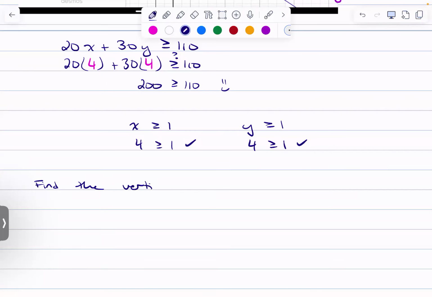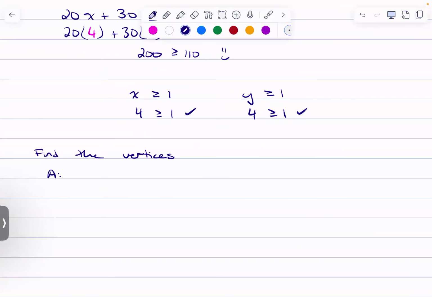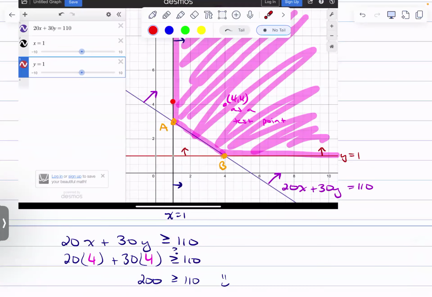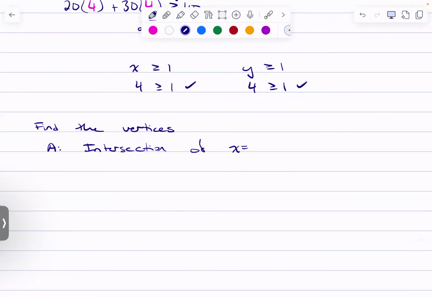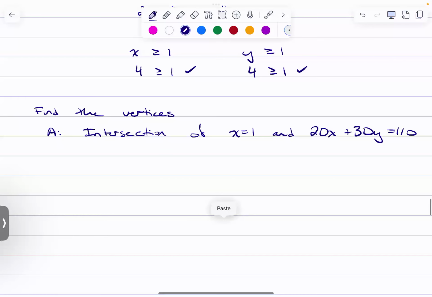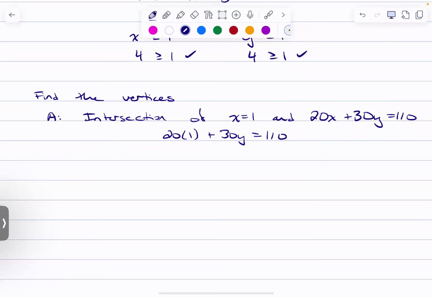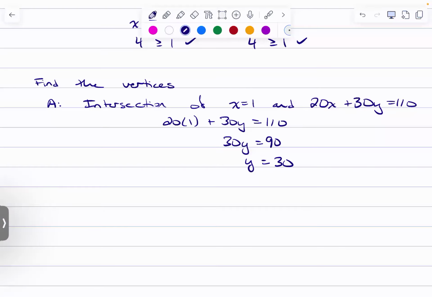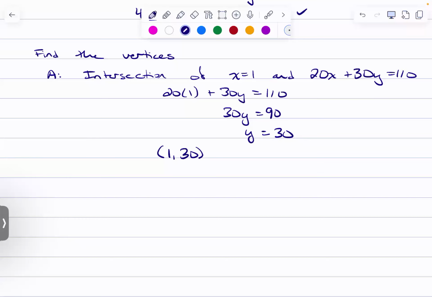And the vertices, A is the intersection of x equals 1 and 20x plus 30y equals 110. If x equals 1, I get 20 times 1 plus 30y is equal to 110. 90 divided by 30. Wait, I'll get there. Must be 3. We can use the graph to confirm that this intersection is at 1, 3.